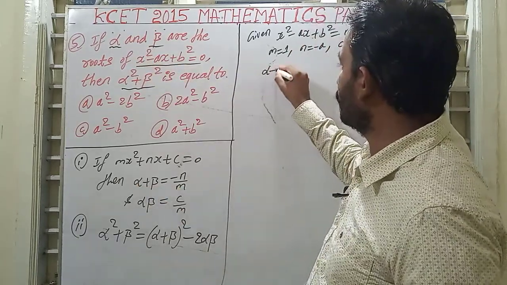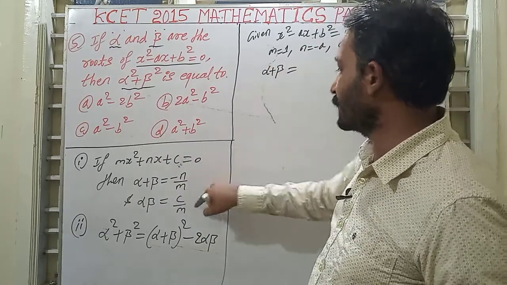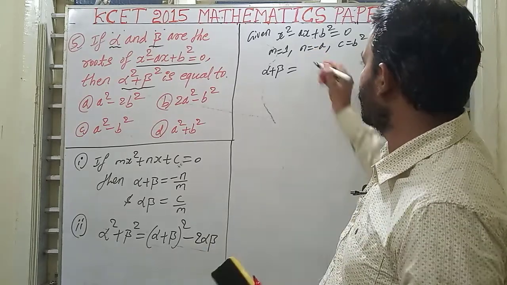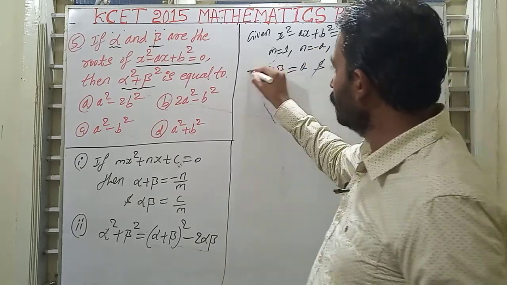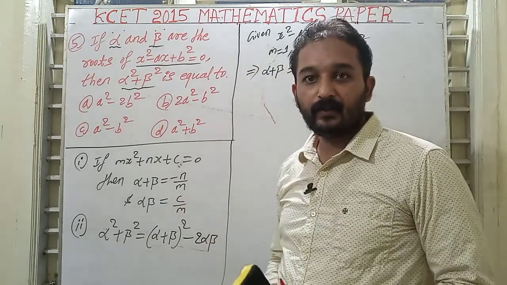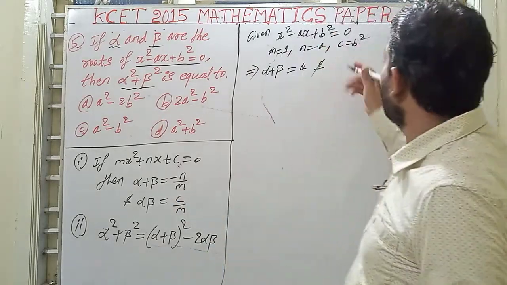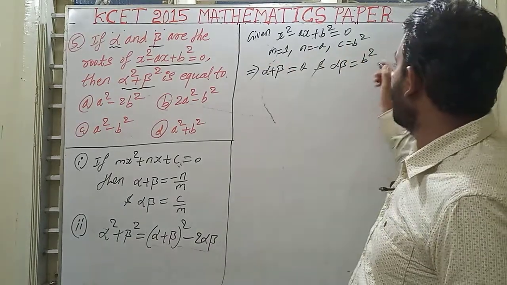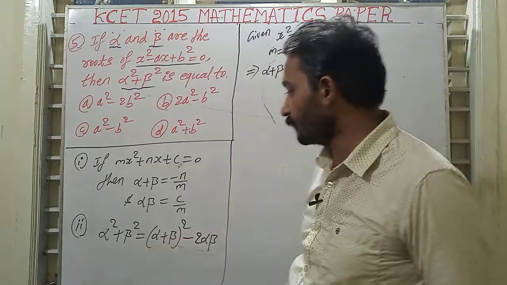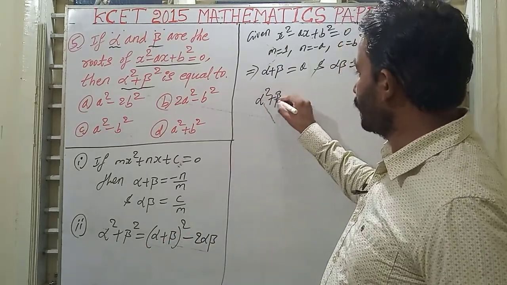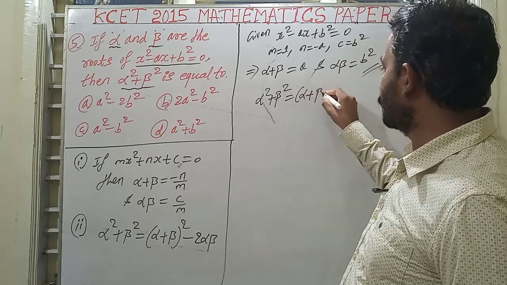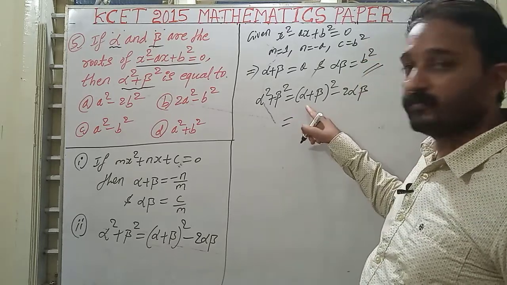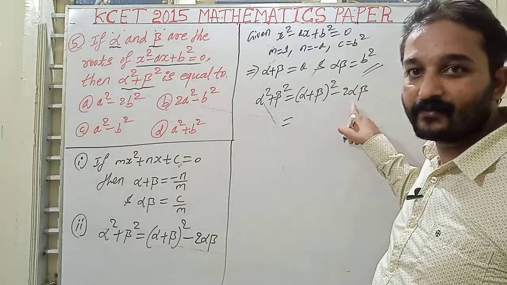Alpha plus beta becomes what? Alpha plus beta is equal to minus n by m, that is a by 1, nothing but a. Alpha into beta is what? c by m. Here c is b square, divided by 1. So alpha into beta becomes b square. Now using this formula, alpha square plus beta square is equal to (alpha plus beta) whole square minus 2 into alpha into beta. Substitute the values of alpha plus beta and alpha into beta, we get the required answer.